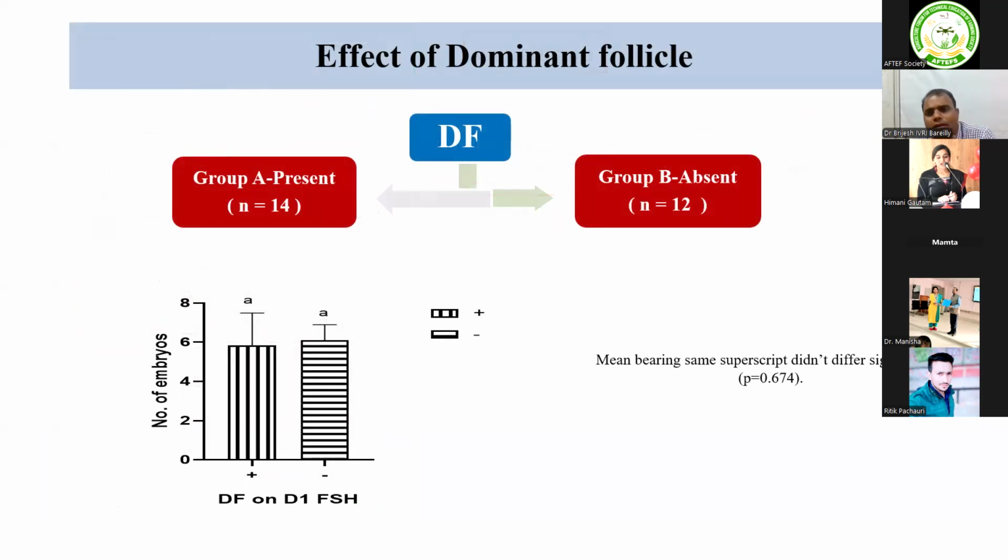Then, in both Taurus animals and purebred animals, there is the problem of the dominant follicle. So we tested in our indigenous cattle, though the data is small, about 14 animals in the treatment group and about 12 in the control group. We found that the dominant follicle doesn't affect embryo production in our indigenous animals. So we are not going for either aspiration or ablation of the dominant follicle. If it is present, we proceed either for pickup or for flushing.